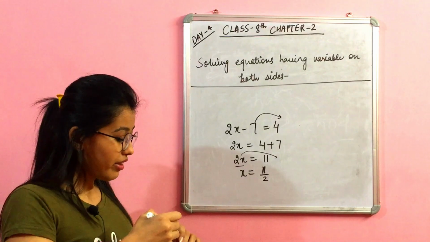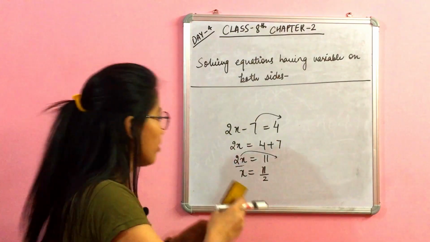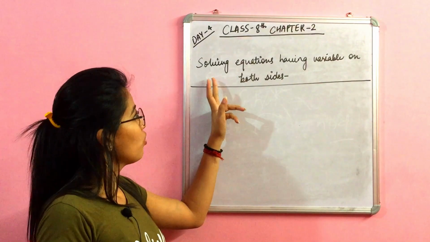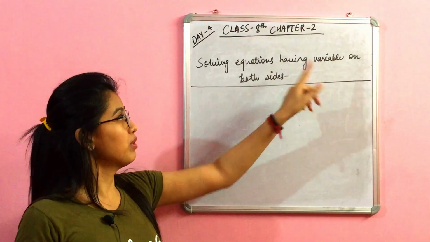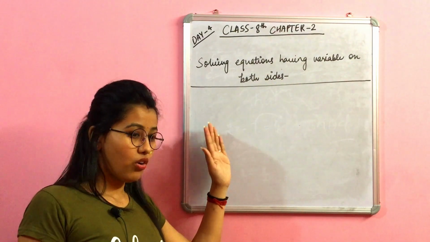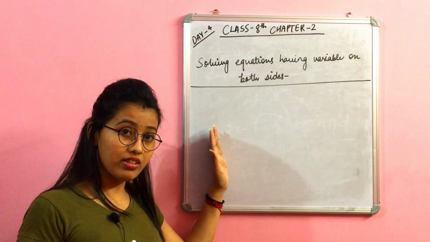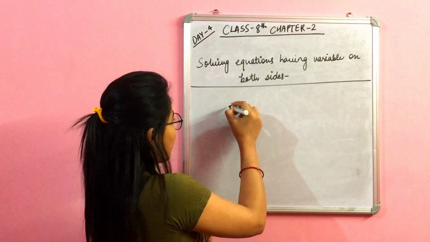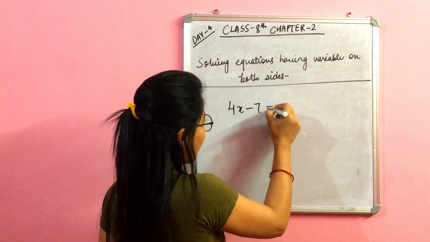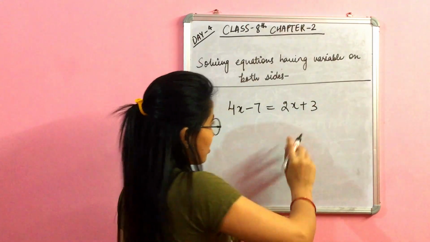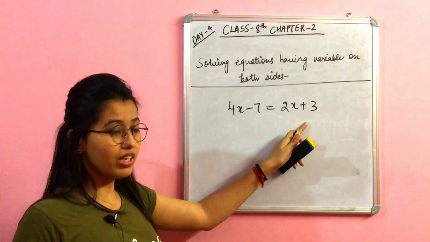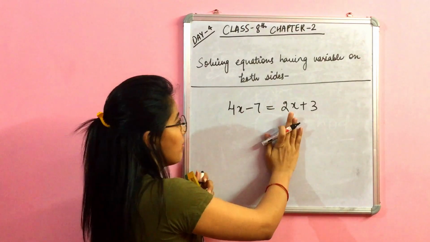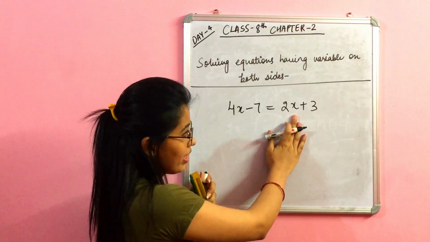Now what happens if there is a variable on both sides? Today we will discuss how to solve equations which have a variable on both sides, on the left hand side as well as on the right hand side. Let us take one example here: 4x minus 7 is equal to 2x plus 3. If you observe this equation clearly, there is one variable term on the left hand side, and similarly one term with a variable on the right hand side.